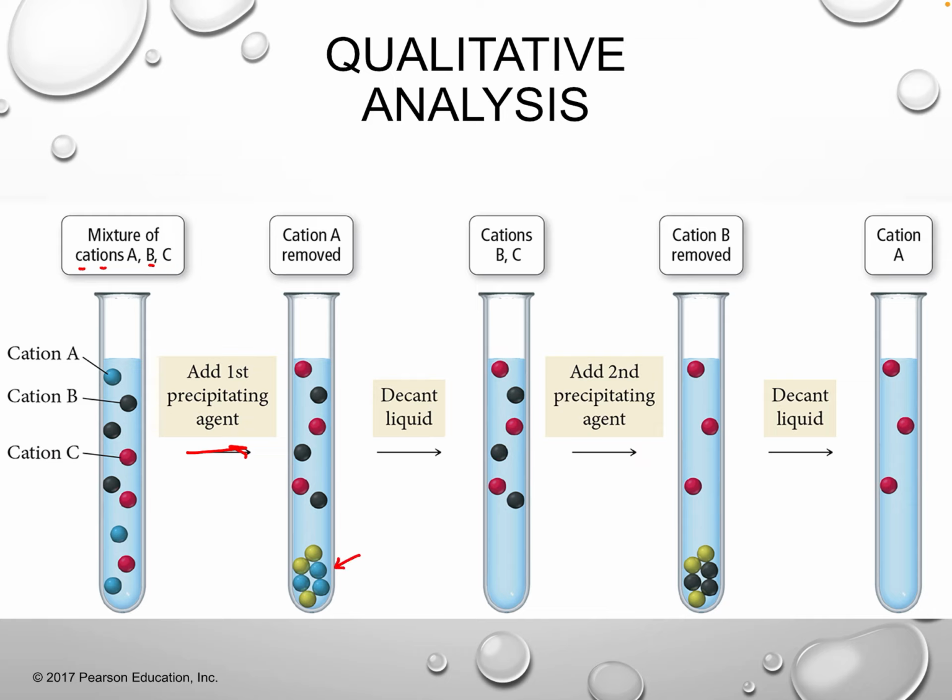And then we could decant off the liquid, right? We'll pour off the liquid. We'll keep our solid in this test tube because we can do what's called confirmation tests to make sure that's really what it is. But we can pour off the liquid, and now we have no more solid left.